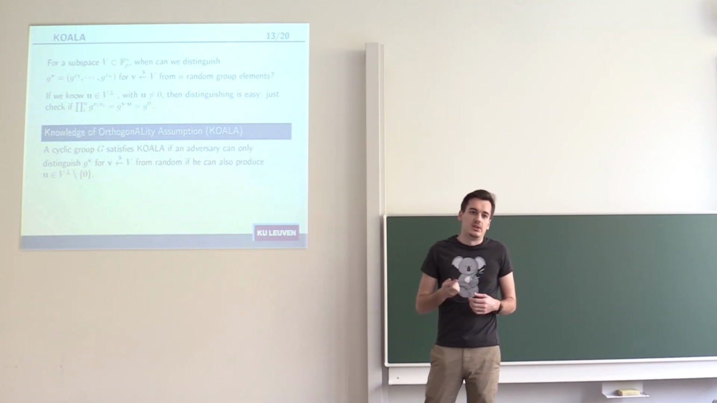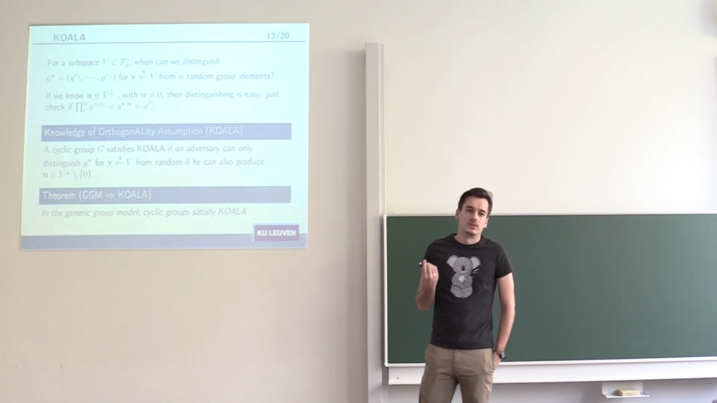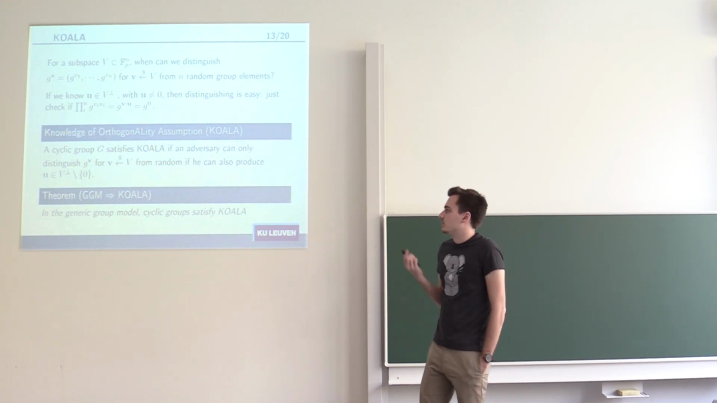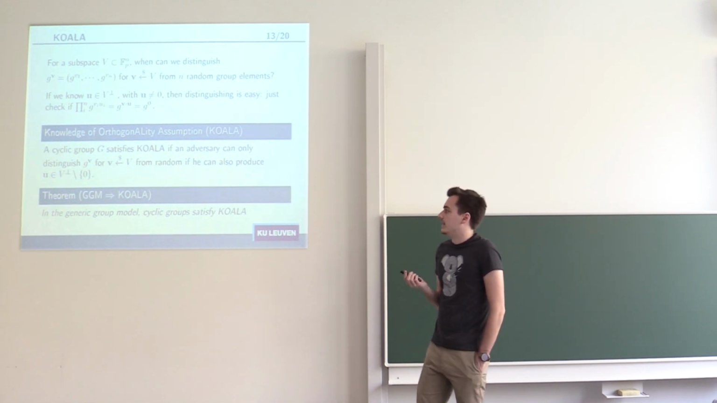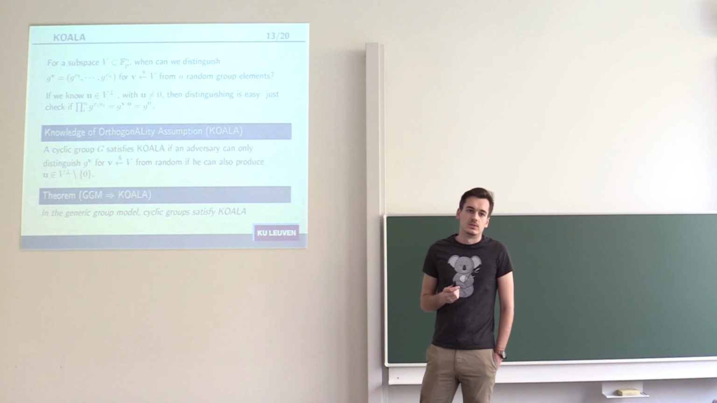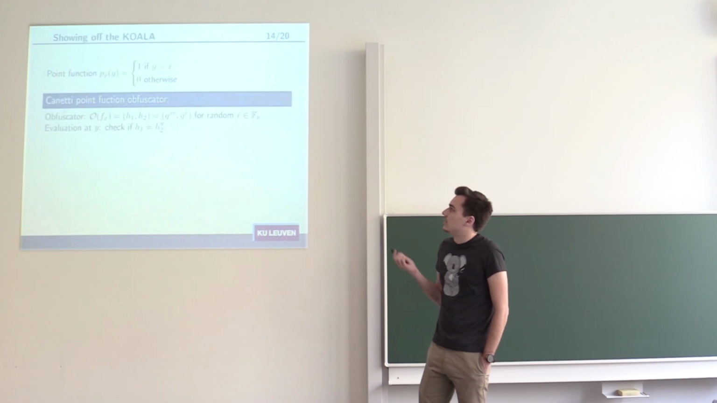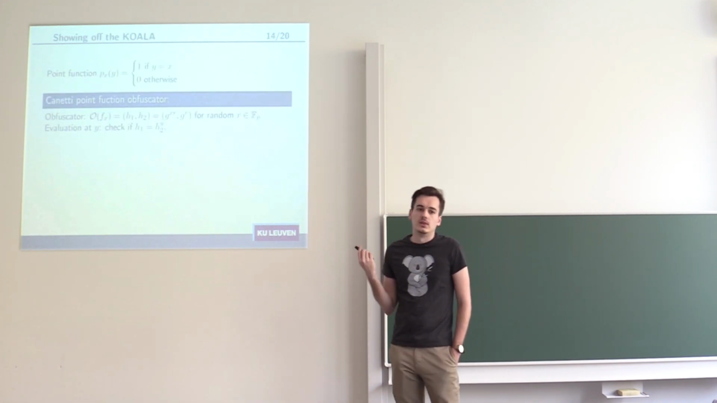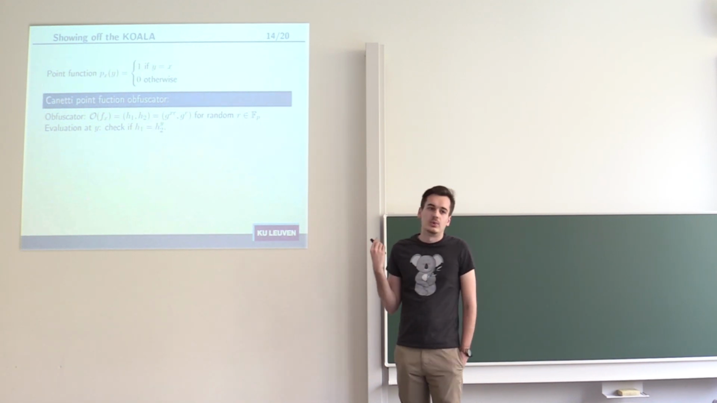So this seems a very strange assumption, but we actually proved that it's true in the generic group model. So if you believe that the generic group model is something sensible, and many people do, then this is also a good assumption. So it's weaker than the generic group model. Okay. So now, to prove that this is a useful assumption, I'll show you how to obfuscate a simple function.